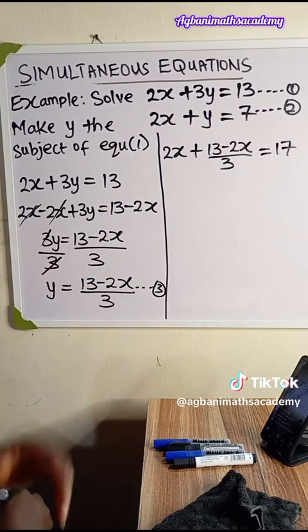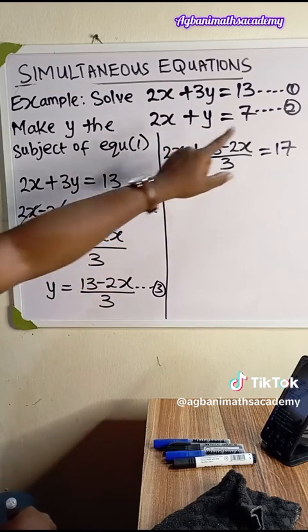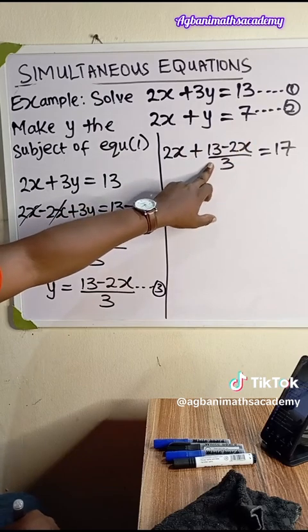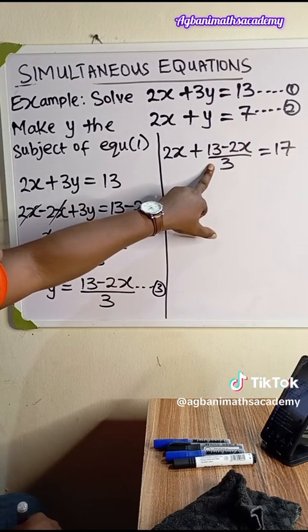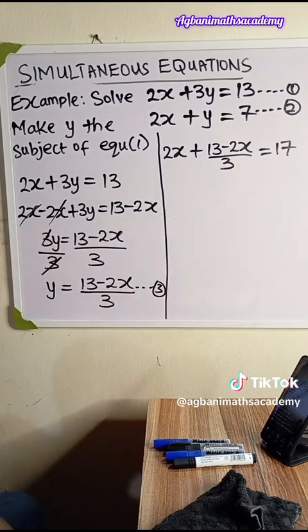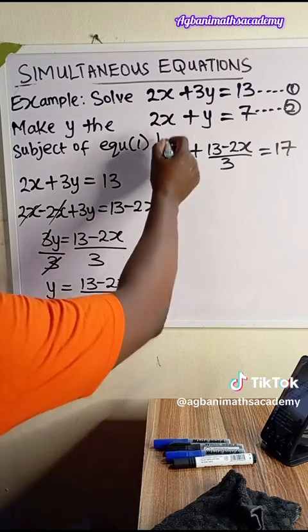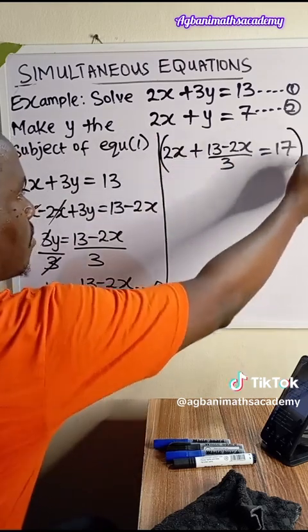So we've done that. We've substituted. We've replaced y in equation 2 by 13 minus 2x divided by 3. So now how do we eliminate this divided by 3? So to eliminate divided by 3, we have to multiply the entire equation by 3.